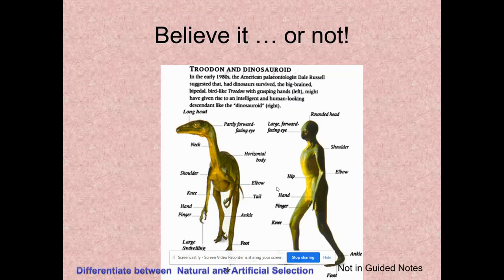Here's the picture we started with. Here's something, believe it or not: in the early 1900s, an American paleontologist, Dale Russell, suggested that if dinosaurs survived, a humanoid would eventually develop, and that's what they would look like.